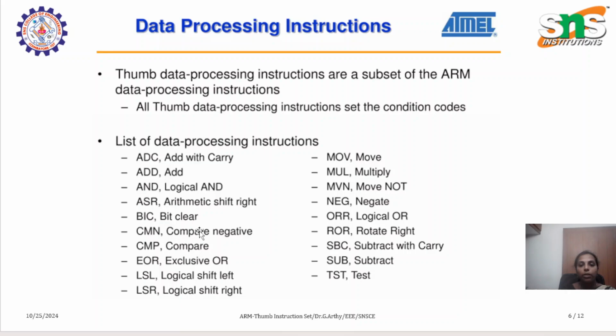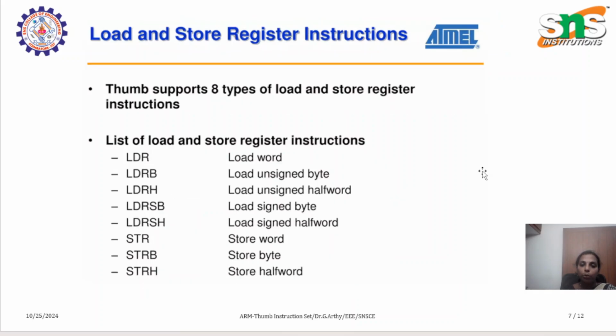Data processing instructions. Thumb data processing instructions are a subset of ARM data processing instructions. All Thumb data processing instructions set the conditional codes. These are the data processing instructions: add, shift, compare, logical operations, multiply, move, negate, subtract with carry, and test. All these are data processing instructions under Thumb mode.